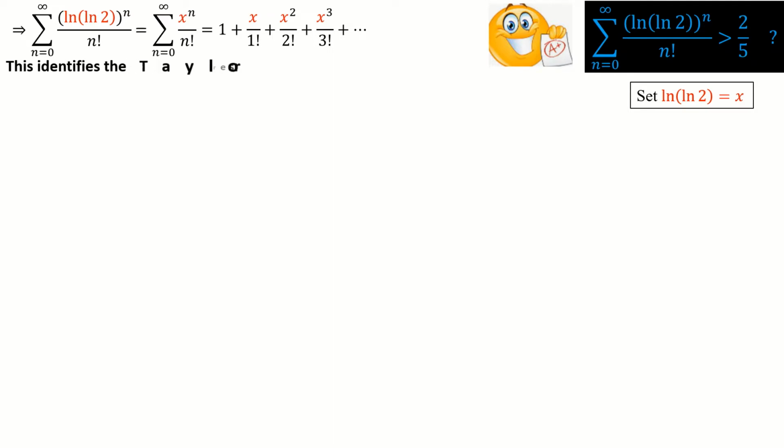Now we can clearly see that this identifies the Taylor series expansion of the exponential of x about the neighborhood of 0. We otherwise call it the Maclaurin series expansion of the exponential of x. Now we are going to prove why we can just identify it like that, because maybe most of you will not know what the Taylor series expansion is or what the Maclaurin series expansion is and how to get it.